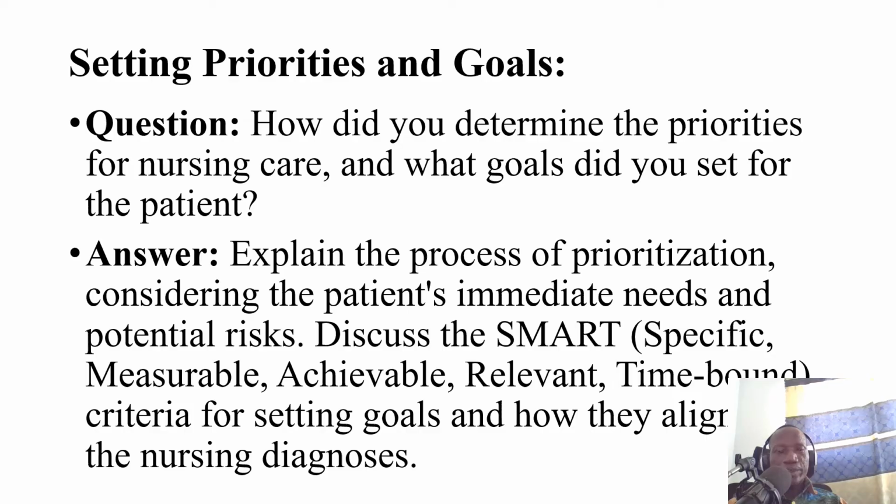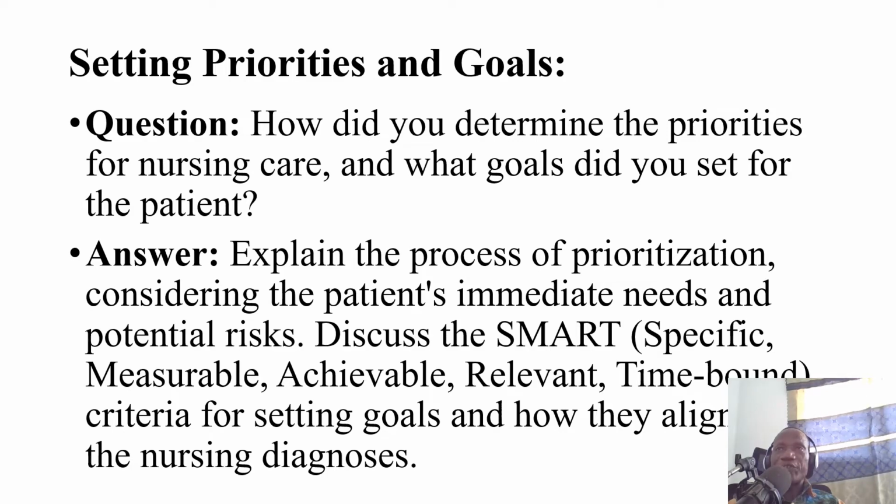Setting priorities and goals. Here you will be asked, how did you determine the priorities for nursing care and what goals did you set for your patient? When a question like this is asked, you need to explain the process of prioritization. You need to consider the patient's immediate needs and also the potential risk. And that is where the SMART criteria for setting goals come in, and how they align to your nursing diagnosis.